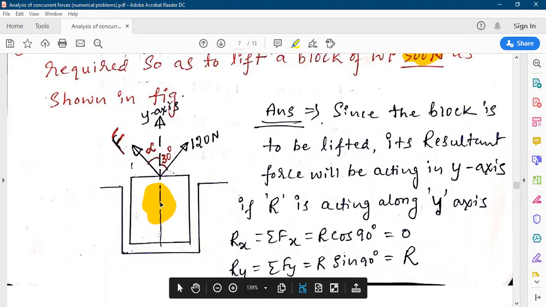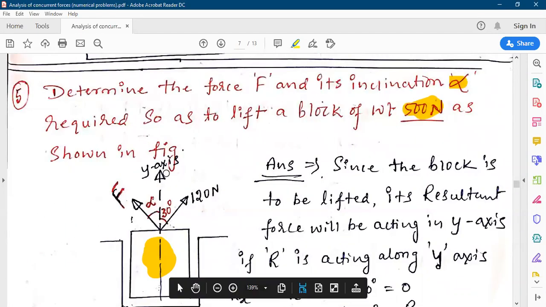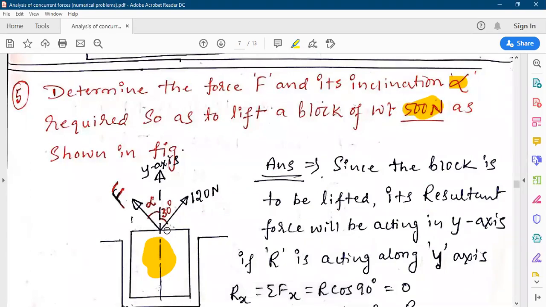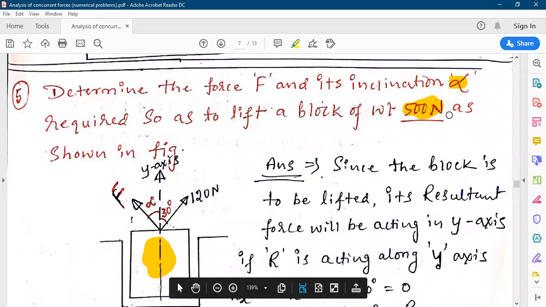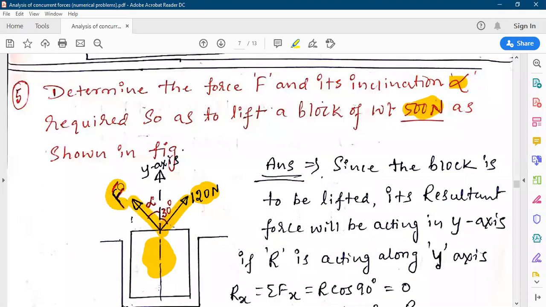If it has to be lifted along the y direction, the complete resultant will be acting along the y axis. That is the observation we have to make in this problem. To lift this block of 500 Newton, two forces are attached. One is given as a 120 Newton force and another one is F. We have to identify this unknown force and this angle alpha. That is what the question is.